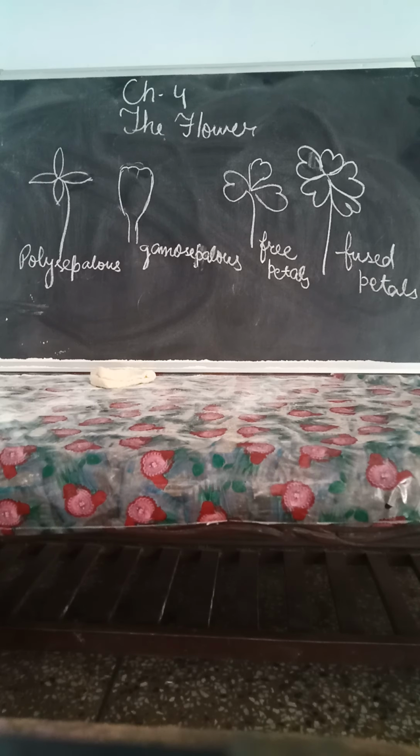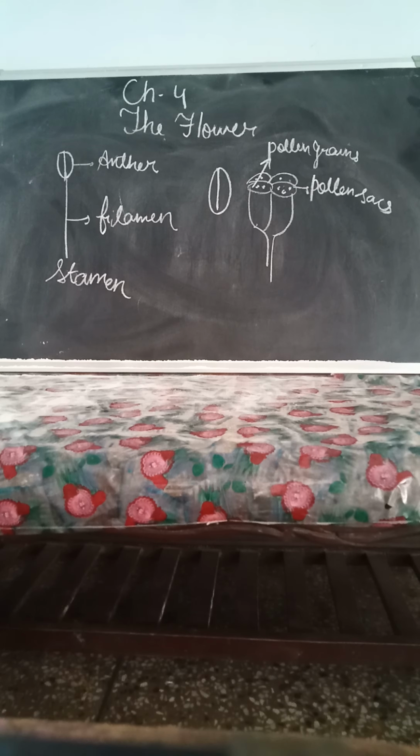The function of the petals is to attract insects for pollination because they are different in color. That is why insects are attracted toward them for pollination. They also protect the stamens and pistil, especially when the petals are in a tube form.